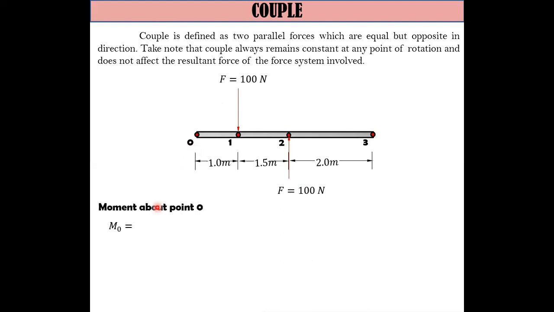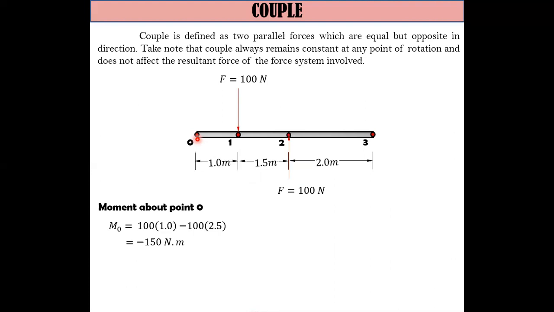So definitely if this is the point of rotation, yung force na nasa left side, ang ikot niya clockwise, ang moment arm niya 1. So therefore that is positive 100 times 1. And the next is yung force na nandito sa right side, ang ikot naman niya this time is counterclockwise, and then the moment arm is 2.5. So that is going to be negative 100 times 2.5. So by simplifying, the value is also equivalent to negative 150. So that's the value of the moment generated by the couple if we consider point 0 as our moment center.